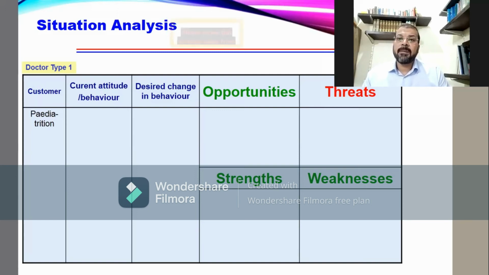Currently he or she is using your product as a first choice, currently he or she is using the product as a second choice, or as a sacred medicine. There are certain medications which a doctor keeps sacred.